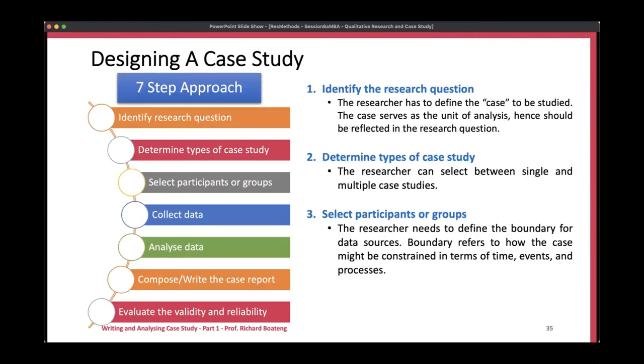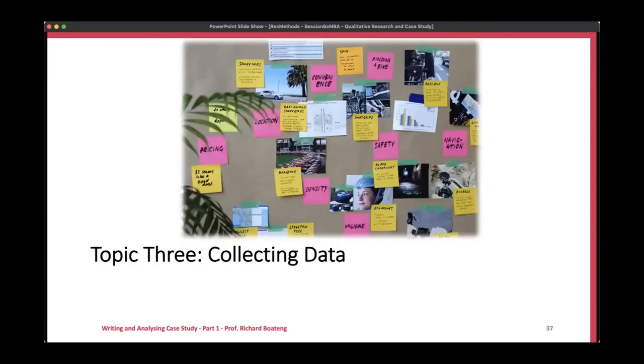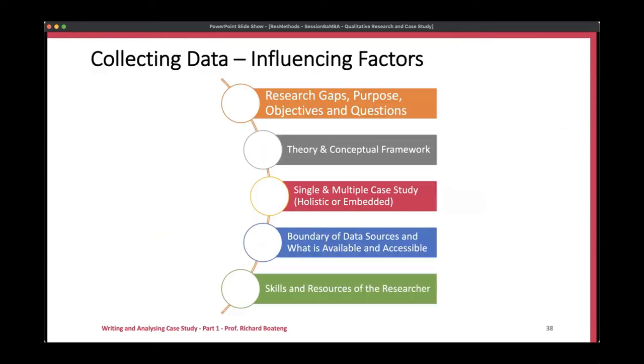Now, in the other approach, you have to identify your research question, which may be linked with your research purpose. So what are you trying to study and what is your unit of analysis? Are you doing single or multiple? Who can be your participants in the study? You can have different types of participants, so you need to define them. The boundary refers to how the case might be constrained in terms of time, events, and processes. You collect the data and triangulate from multiple sources, analyze the data and compose the report to ensure validity and reliability. But let's look at the collecting of the data part because that's what everybody may be interested in.